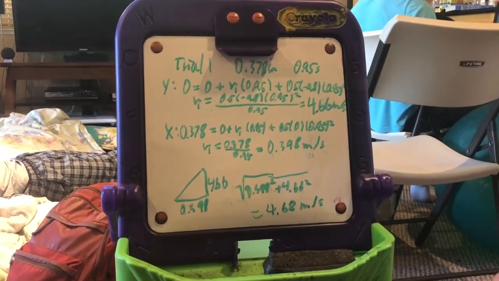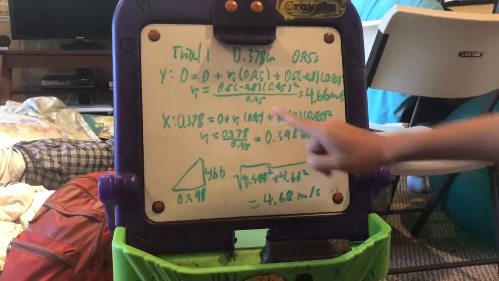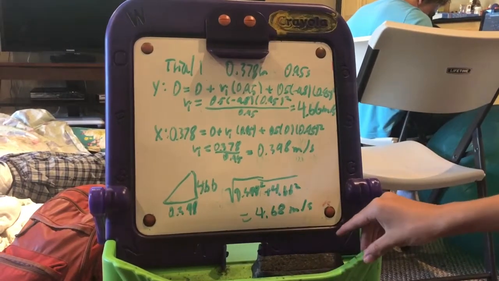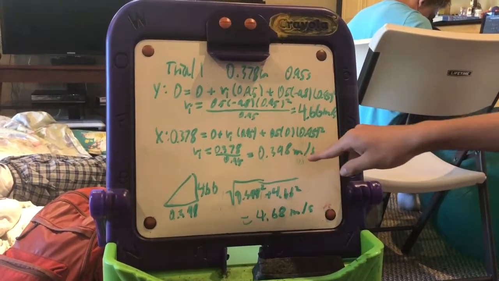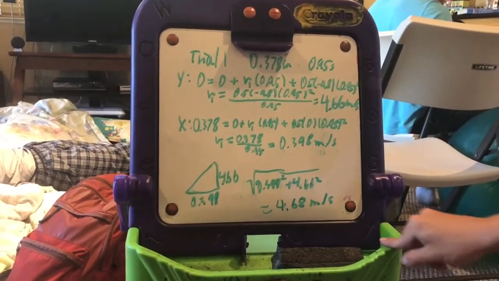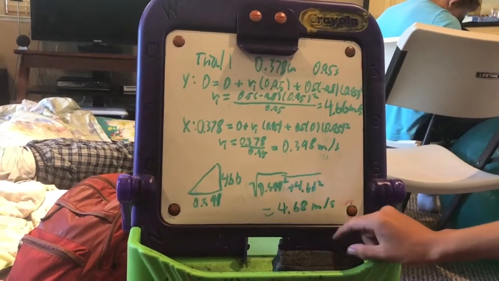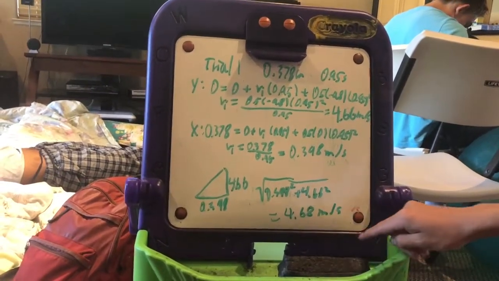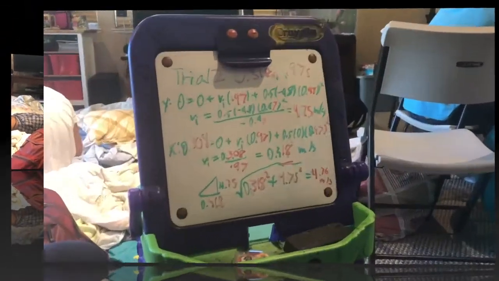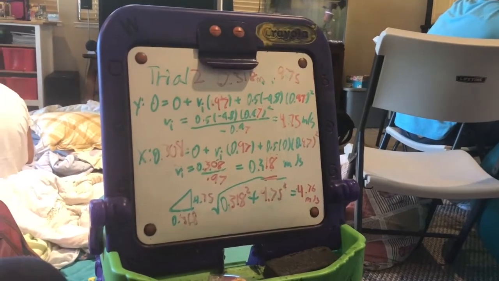For the X component, we used 0.378 meters for the displacement and 0.95 seconds for the time, with 0 acceleration, so we did not factor in air resistance. After doing the calculations, we got 0.398 meters per second for the X component. In the end, we used the Pythagorean theorem to find the overall initial velocity of 4.68 meters per second at a 45-degree angle.